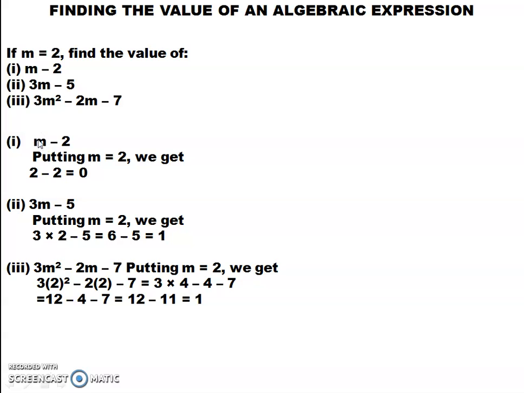Here, wherever you have m, put the value m equal to 2. So, m minus 2, that is 2 minus 2, equal to 0.